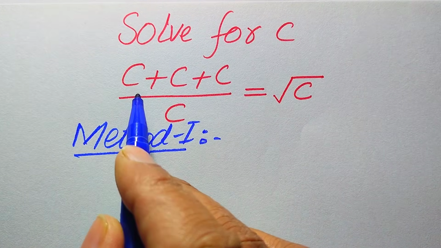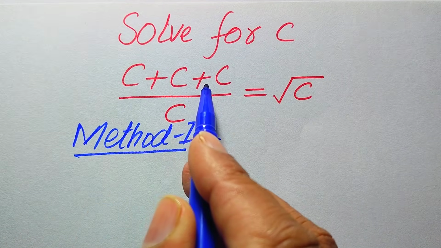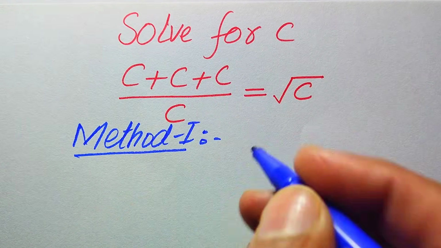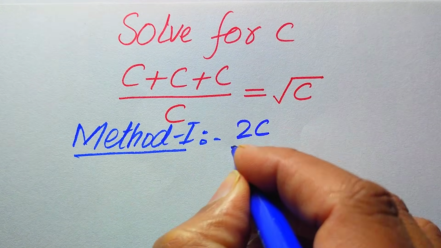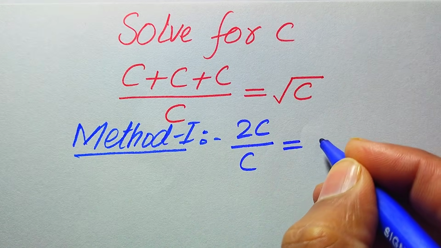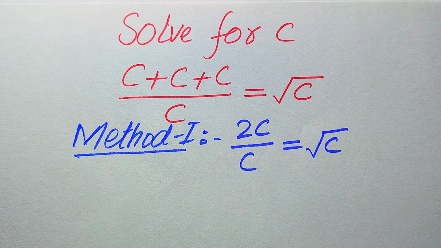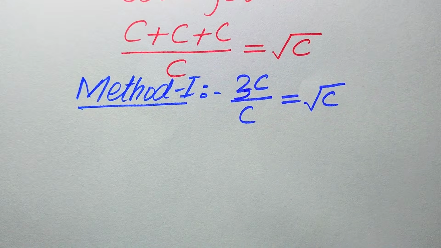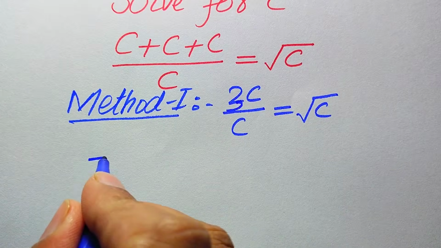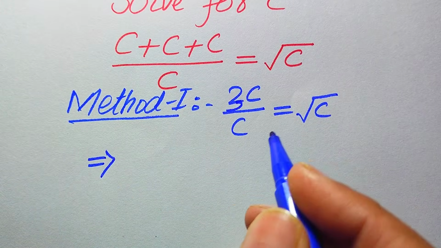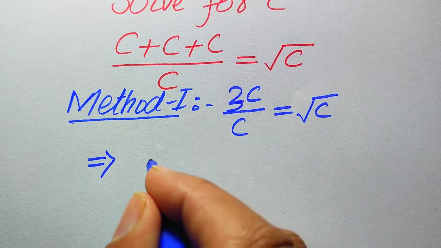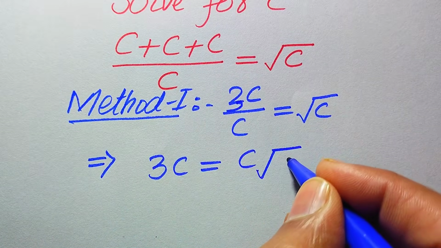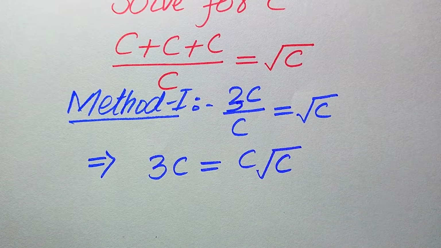In the first method, you see here these are three variable terms added to each other. So we have c + c + c, which becomes 3 times c, divided by c equals √c. In the next step we move this c from the left hand side to the right hand side. When we move it, it is multiplied by √c, and it will be written as 3c = c times √c.